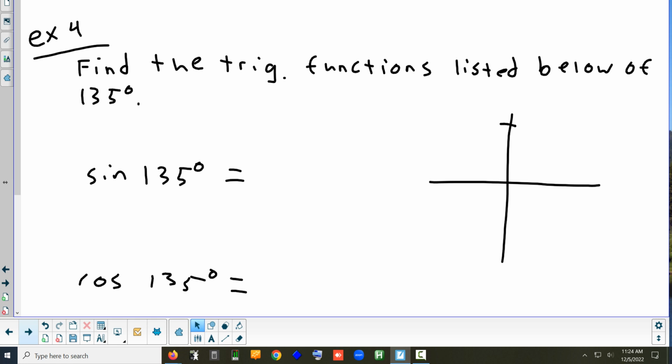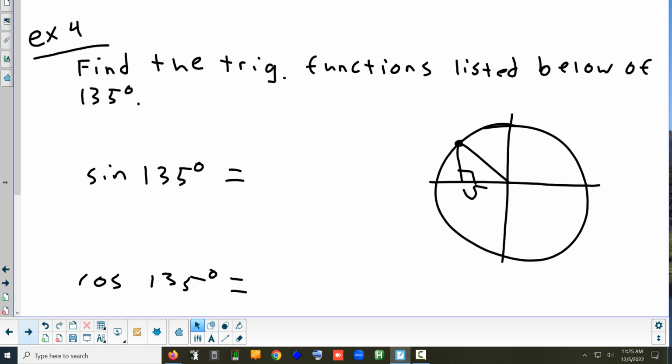Which quadrant? The top left, that's quadrant 2. So we're talking about a 45 in quadrant 2. How long is each side on the 45, 45, 90? Root 2 over 2, they're both root 2 over 2. But when you write your coordinate, be careful. That's negative root 2 over 2, comma, positive root 2 over 2.